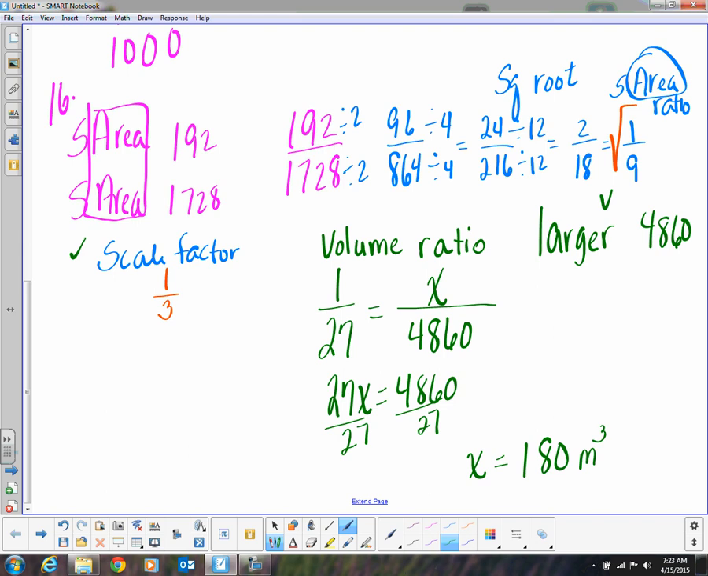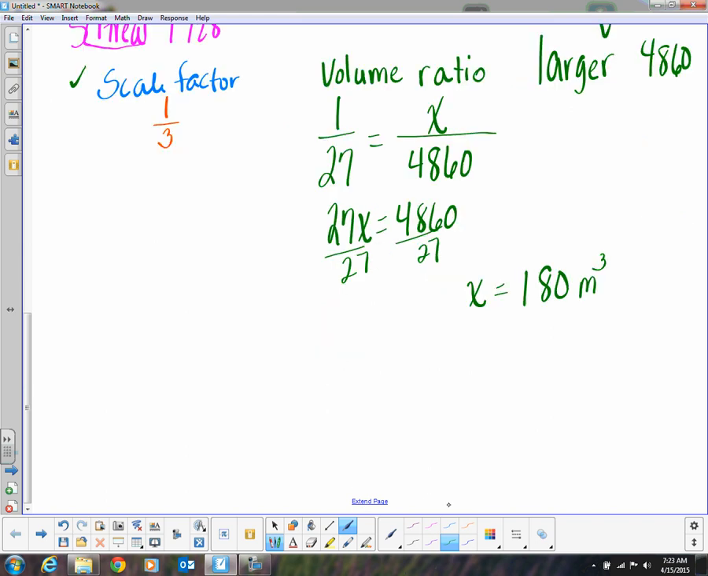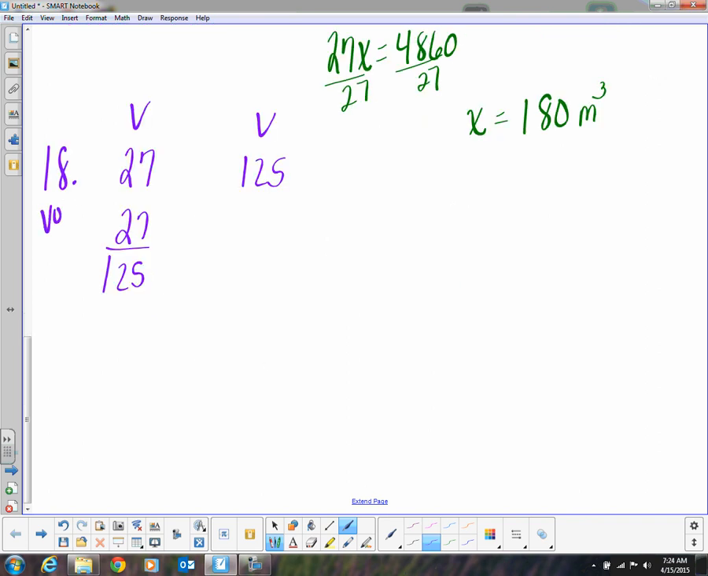Volumes of two similar figures are given. The surface area, the smaller, is given. Find the surface area of the larger. Okay, the complexity of this problem is a little bit more because we're in volume and surface area. First of all, you've been given 27 as a volume, and you've been given a volume of 125. So we are not going to mix volume with surface area. We're going to do volume over volume. Now, is that scale factor? No, that is the volume ratio.